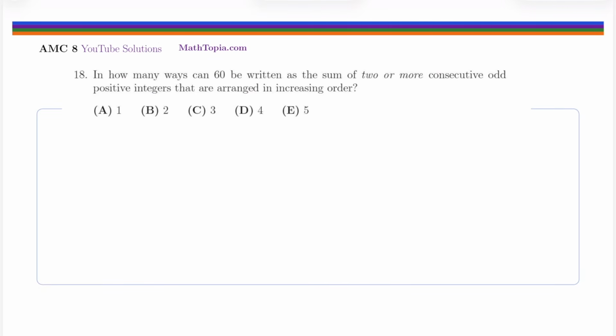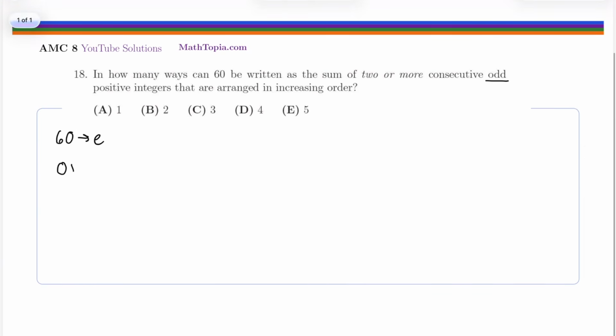In how many ways can 60 be written as the sum of 2 or more consecutive odd positive integers that are arranged in increasing order? Well, the first thing to notice is that 60 is an even number. This is helpful because we're working with odd numbers and we're trying to make a string of odd consecutive numbers that are equal to 60.